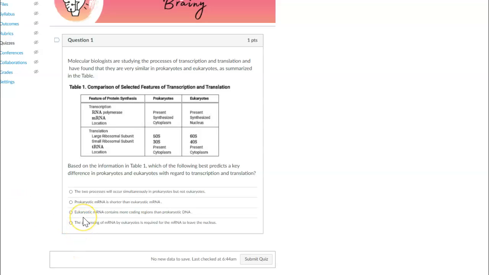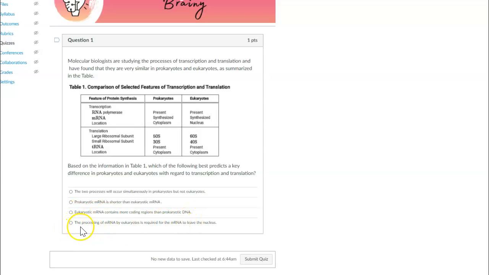Number C says that eukaryotic mRNA contains more coding regions than prokaryotic DNA. Again, the table doesn't give us any evidence for this, but besides that, the mRNA, if it's mature, already has its junk DNA spliced out, already has its introns spliced out. So that one is incorrect because, again, there's nothing in the table.